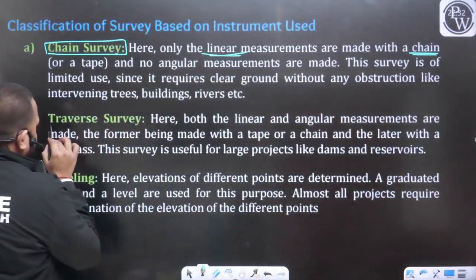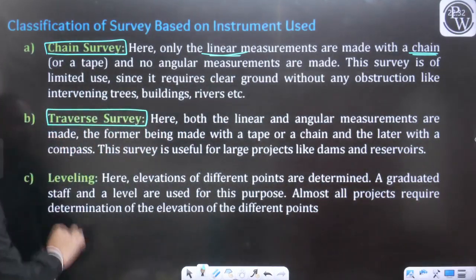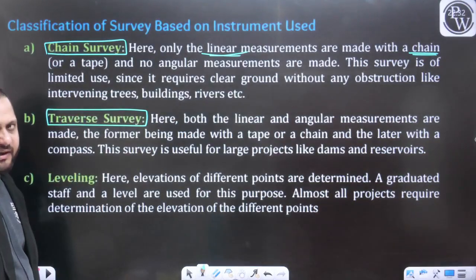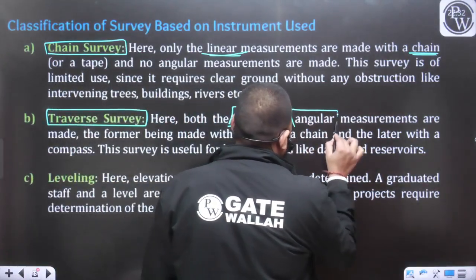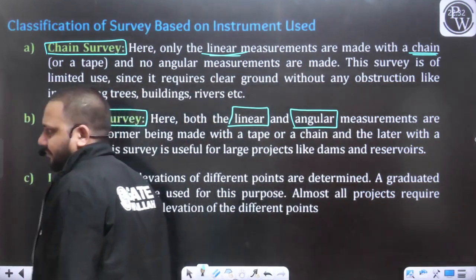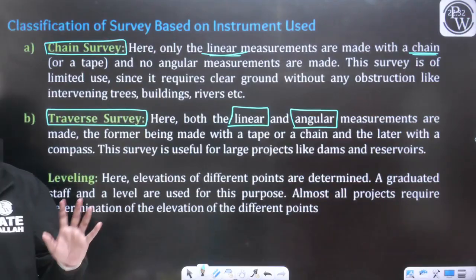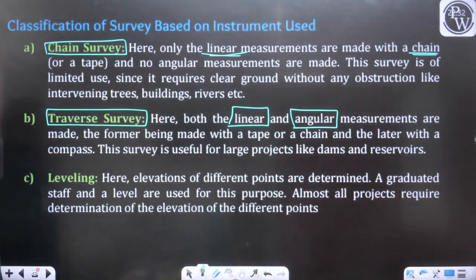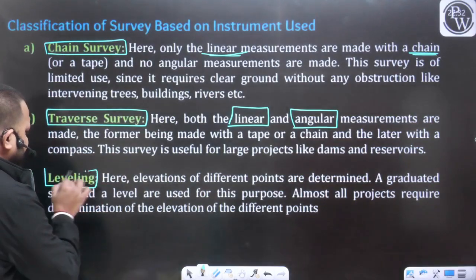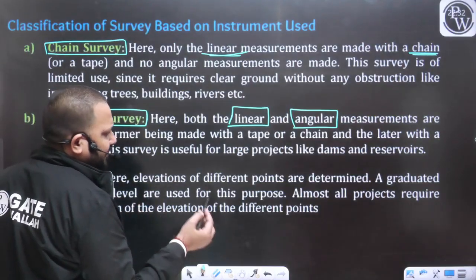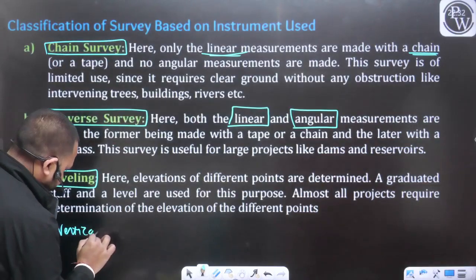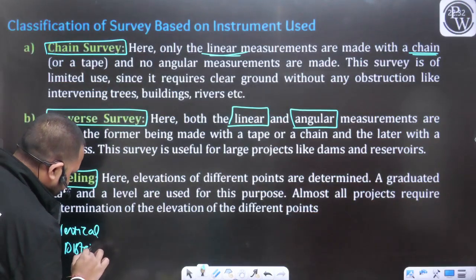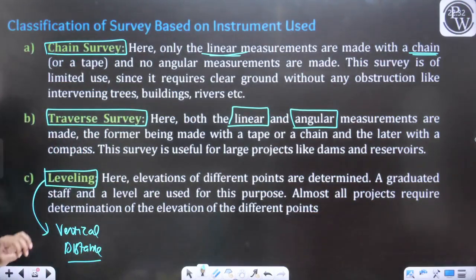We have discussed the traverse survey based on the methodology used. In the case of traverse survey, two types of measurements are required: one is linear measurement, one is angular measurement. We will discuss all these surveys in detail. We have also discussed leveling. Leveling deals with the vertical distance measurement.